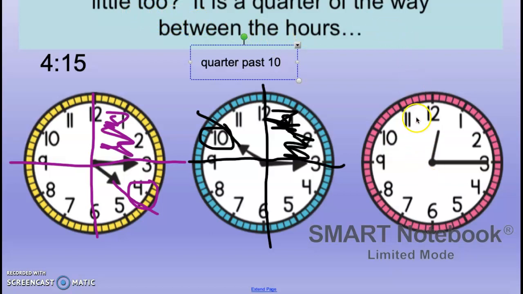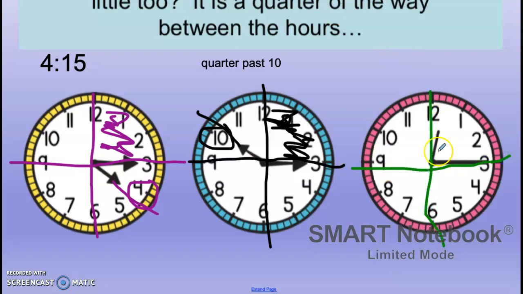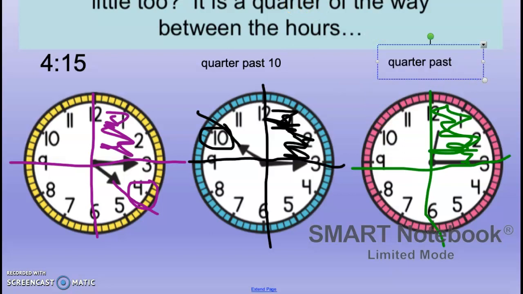Okay, moving on. Next clock, the pink one. All right, let me get my pen back. Okay, divide this one into quarters or partition it. Sorry, my line was a little squiggly there. So again, my minute hand is still on the same number. So it's a quarter past what? Yes, that is correct, 12. Okay, it's not quite to the 1 o'clock yet.